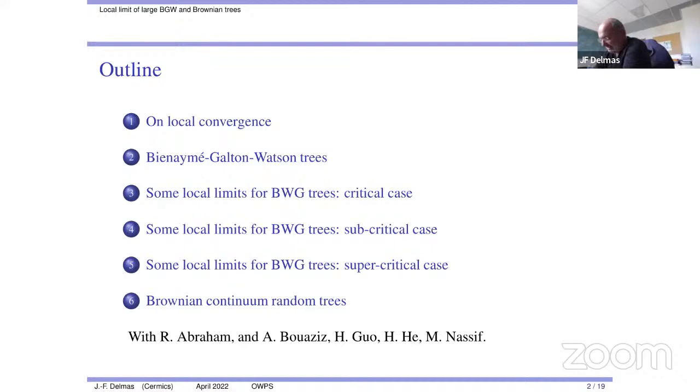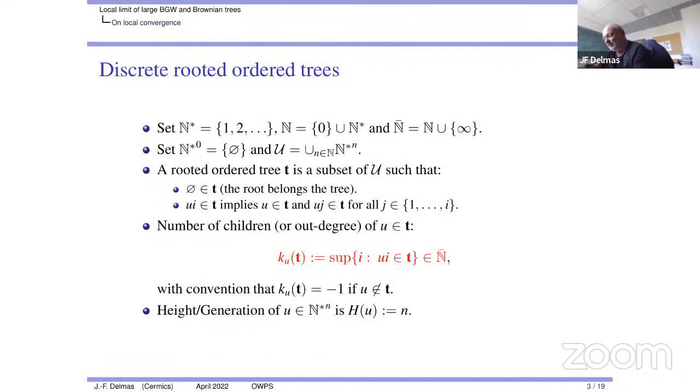Okay, so first of all, I'm going to consider a set of words indexed by the positive integers. And I will consider a rooted ordered tree, which is a subset of such words with a few rules. The first one is that the root belongs to the tree, and for every element of the tree, which I can write of the form UI, then the ancestor U belongs to the tree, and the younger brother UJ belongs to the tree for J between 1 and A.